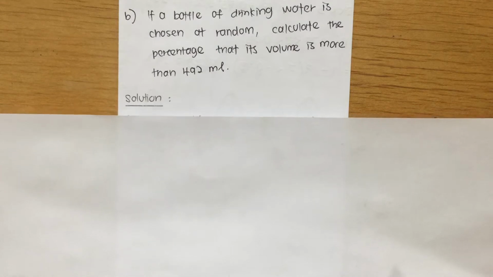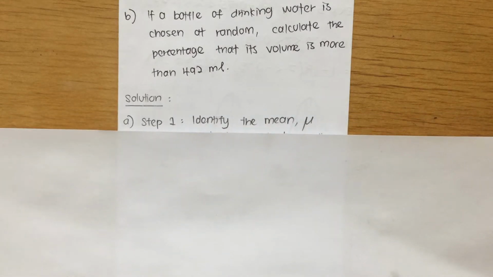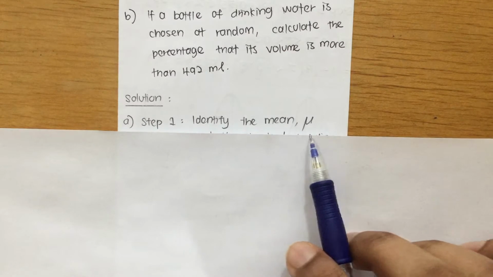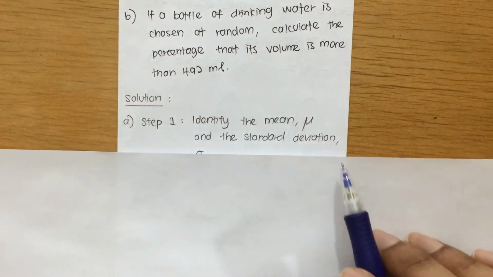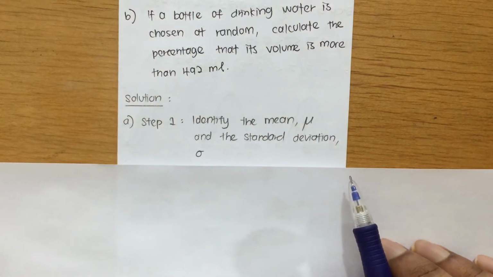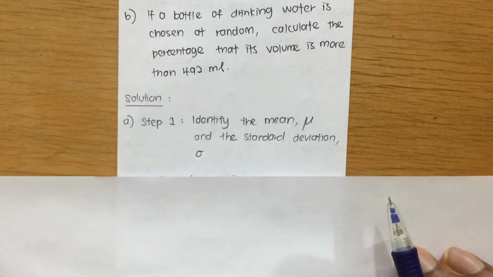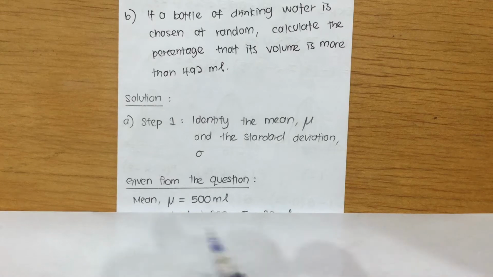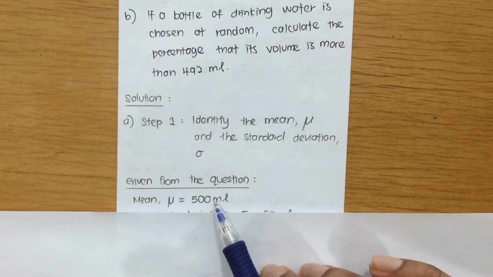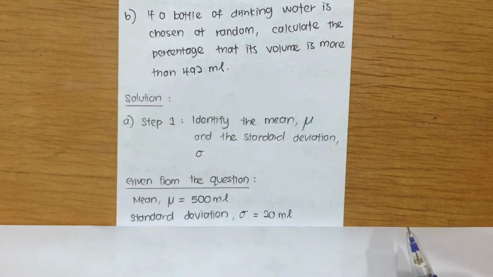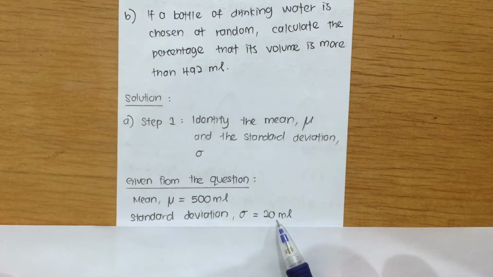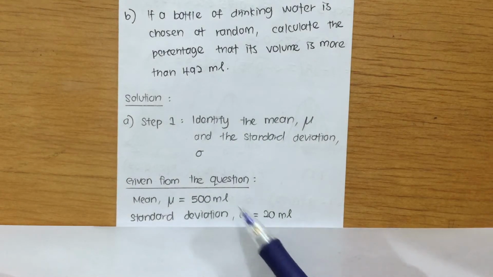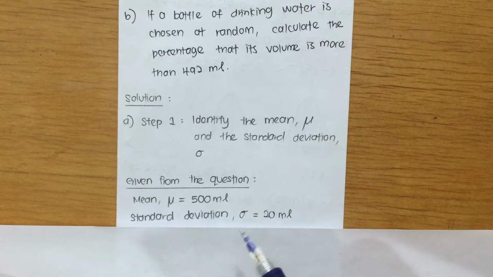Let us start. So step 1, what we need to do, we need to identify the mean mu and the standard deviation sigma from the question, guys. Given from the question, your mean, also known as mu, is equal to 500 ml and the standard deviation sigma is equal to 20 ml. By the way guys, these two pieces of information are crucial. Once you identify these two, only then can you proceed to the further steps.